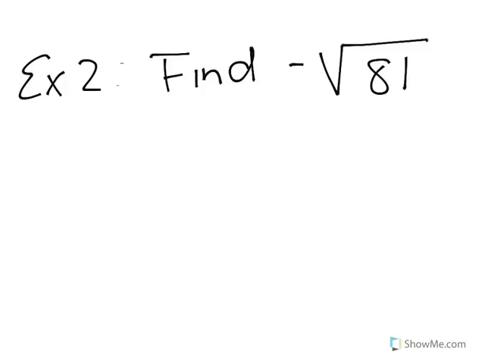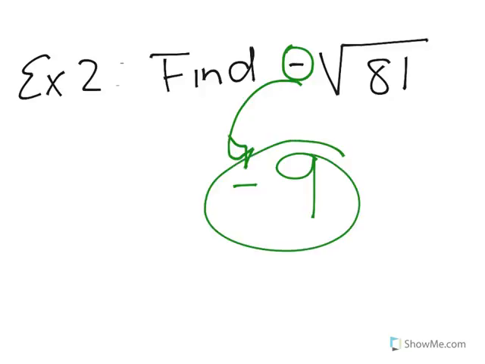Look at example 2. Notice it's find the negative square root of 81. Now don't be tricked by this. Let's leave this by itself, kind of like we do in a lot of things. Well, we know the square root of 81 is 9. And guess what I'm going to do? Attach it right in front. So find the negative square root of 81 is negative 9.